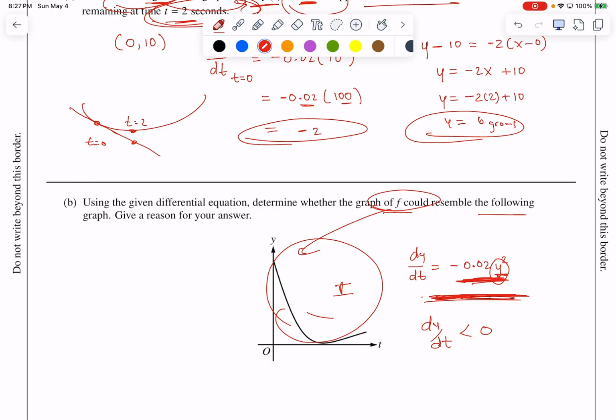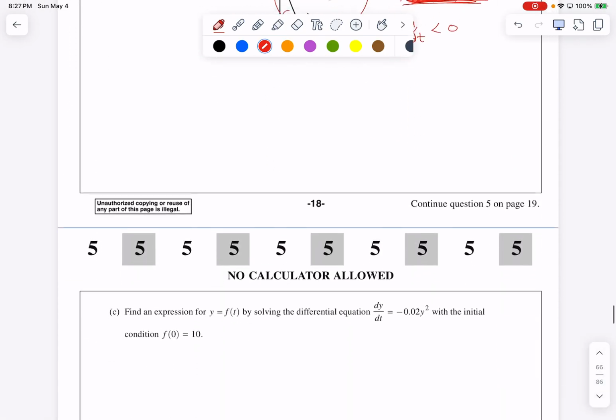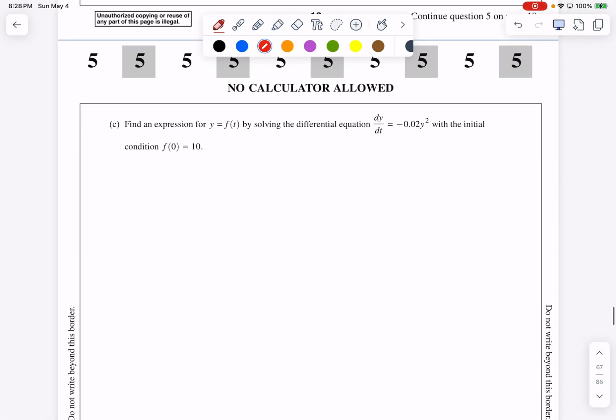The answer is no. You would say the graph of f cannot resemble the given graph because the given graph is increasing for a portion of its domain. And it's supposed to be always what? Decreasing. Okay? That was 1 point. You might get it, you might not. Now, I'm going to be confident that a lot of you are going to get a lot of points on the next one. I think most of you are going to get 3 of the 4.